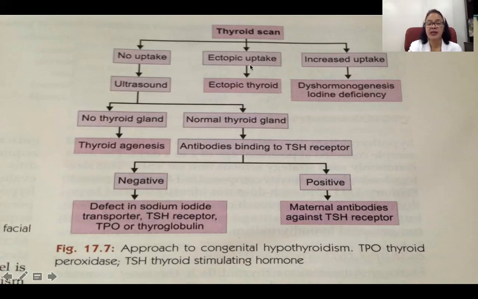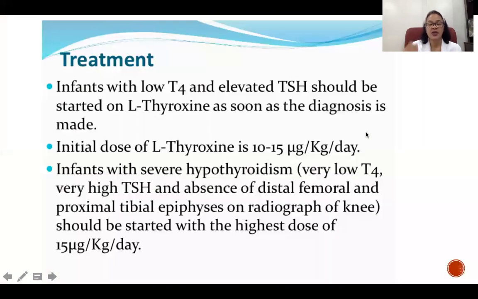If there is ectopic uptake, think about ectopic thyroid. If increased uptake, then you need to consider iodine deficiency. So how do you treat congenital hypothyroidism? Infants with low T4 and elevated TSH should be started on L-thyroxine as soon as you have made your diagnosis.